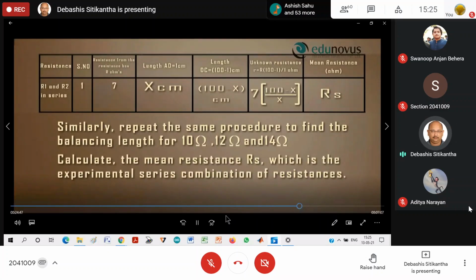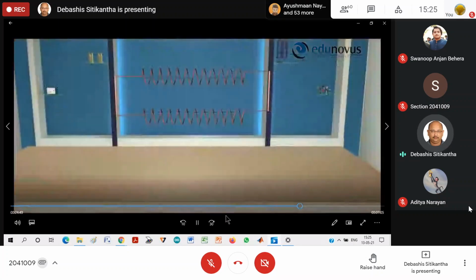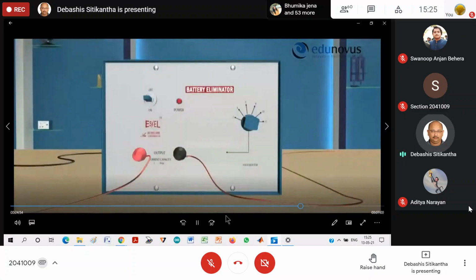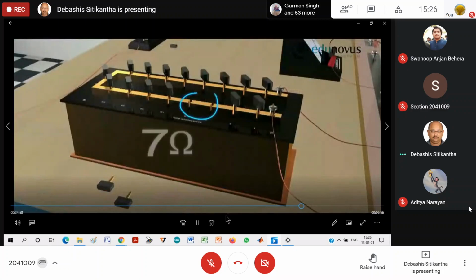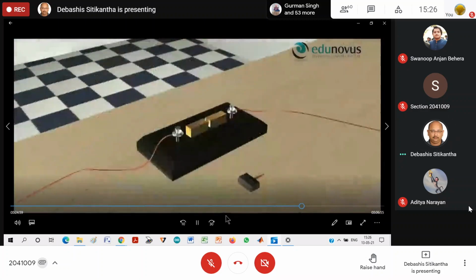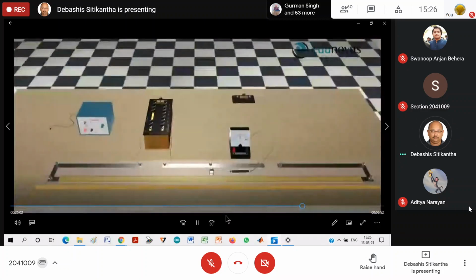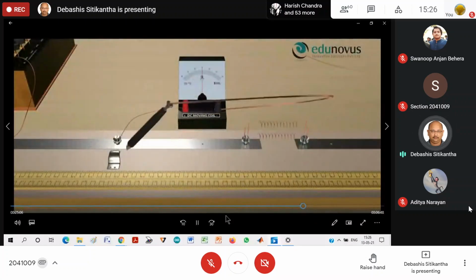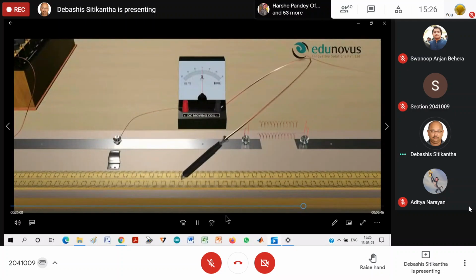Now, connect the two wires in parallel combination and fix it in the right gap of the meter bridge. Switch on the battery, remove 7 ohm from the resistance box, insert the plug key and find the balancing length. Now, touch the jockey at different points on the meter bridge wire till the galvanometer shows zero deflection.